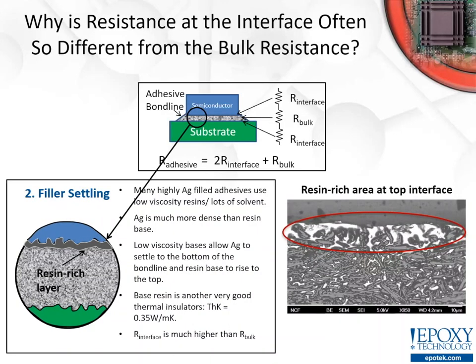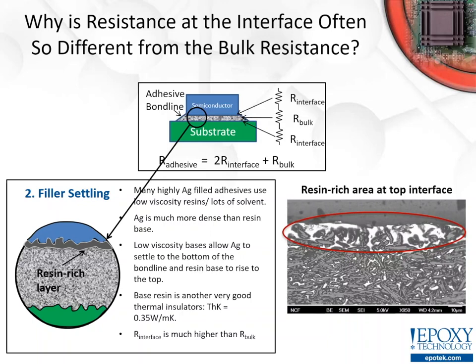Another common issue is filler settling within the bond line. Many of these high thermal conductivity silver systems are very highly filled with silver, and they use low viscosity resins and solvents to push up or optimize their thermal conductivity. Because of the high density difference between the silver flake and the resin itself, that resin can start to settle. You can have large groupings of that silver at the bottom of your bond line and a resin-rich layer at the top. That resin is not very thermally conductive. It's quite insulating overall with a thermal conductivity of only about 0.35.